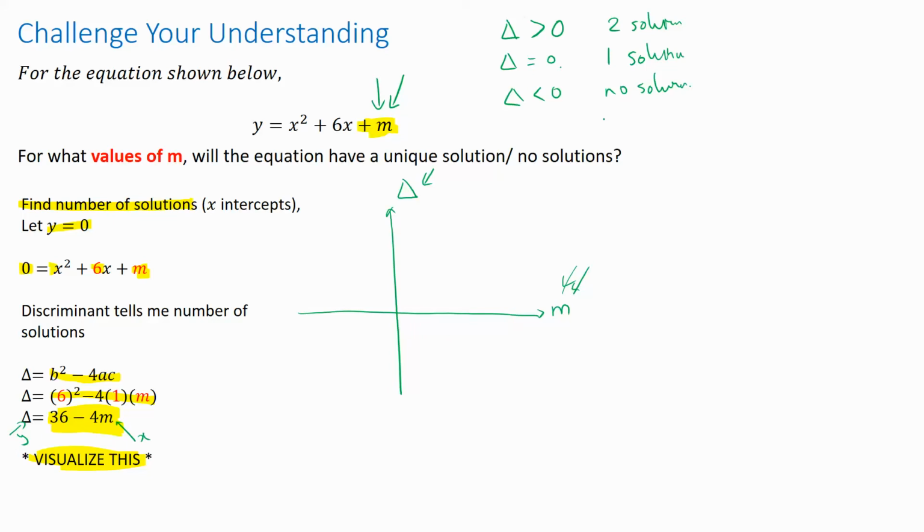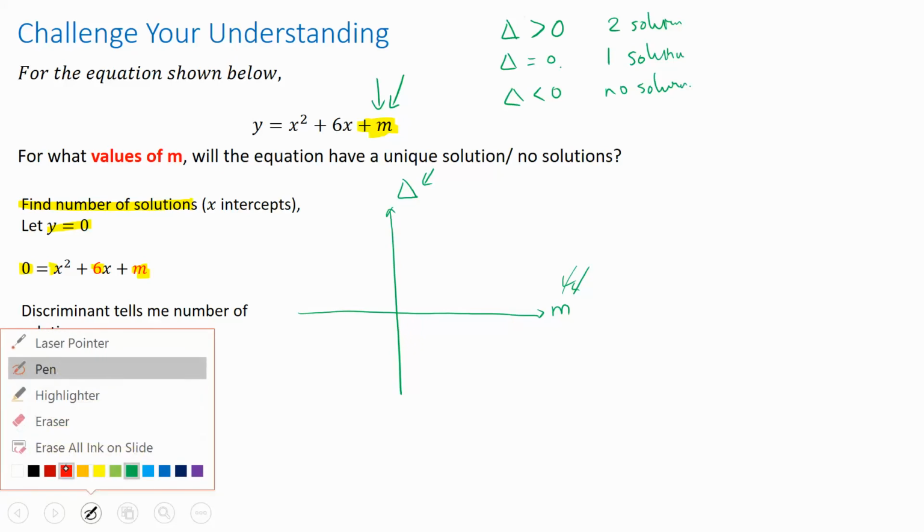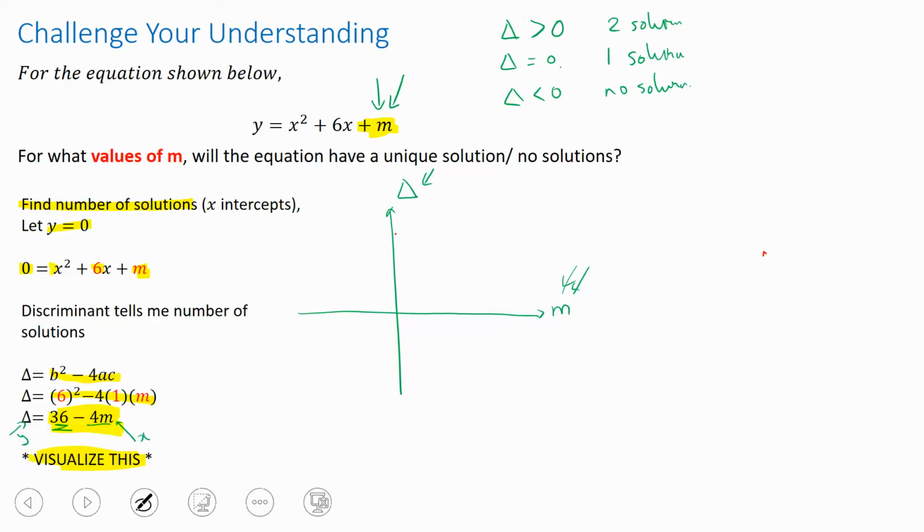Now you already have the equation. The equation is 36 minus 4m. Technically that's a straight line equation. Gradient of -4 and one intercept at 36. So if I ask you to sketch this graph right now, I can already tell you one intercept is at 36. So let's say this is 36 here. That's your 36.